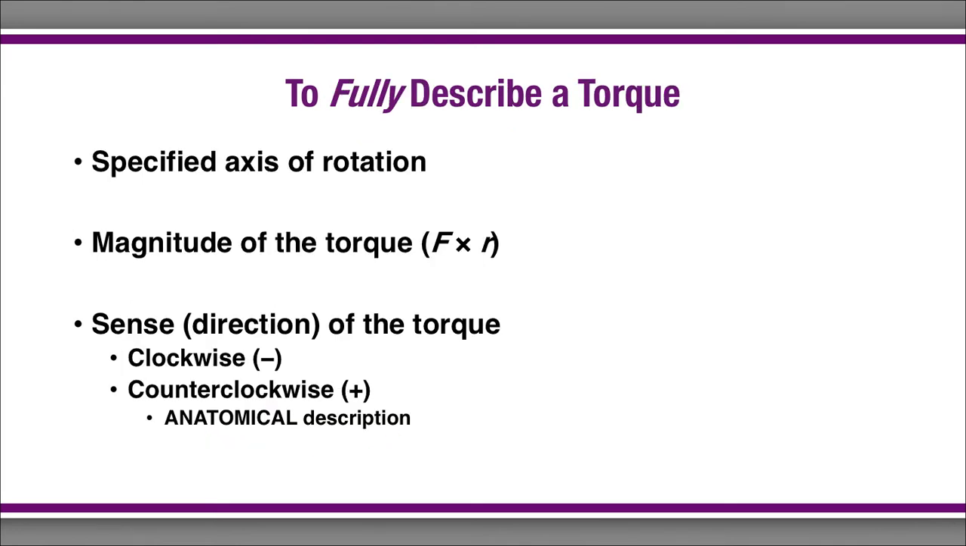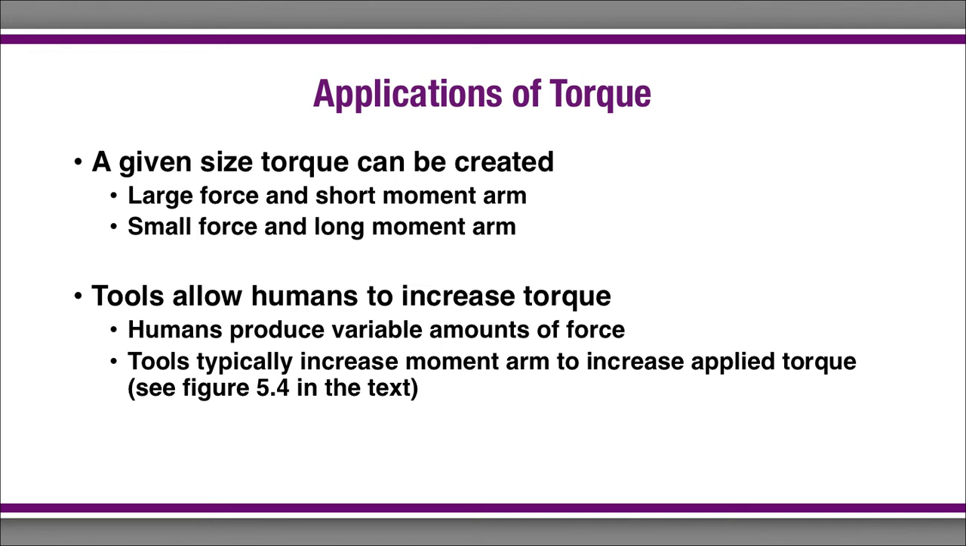So to fully describe a torque that is being applied in a specific scenario, we must specify the axis of rotation and the magnitude of the torque, and most importantly, the direction of the torque. So this can be represented by clockwise in the negative form, counterclockwise in positive, and you should remember from our forces chapter that these counterclockwise and clockwise positive and negative descriptions are based on our anatomical description that we discussed within that chapter.